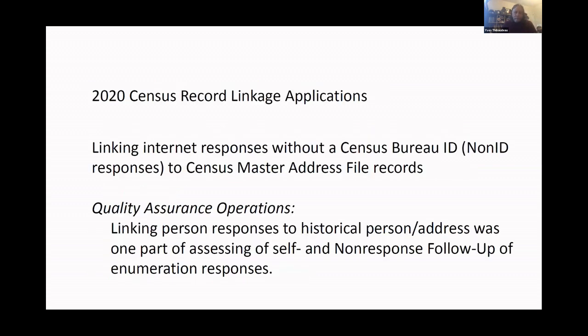Next one, please. Some of the things we do, you can probably relate to. You probably got an invitation letter from the Census Bureau to go to the Census Bureau website and complete your census. Some people lost their letter, or never got it, or saw a sign on the street that says, fill out your census. So they go to the website and they don't have an identification number. So we have to put them on the master address file. We have to find where they're living. That's one application.